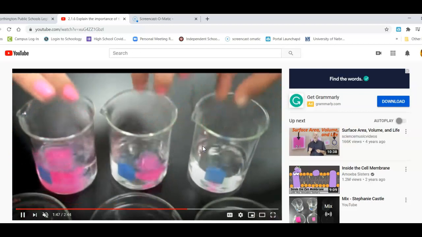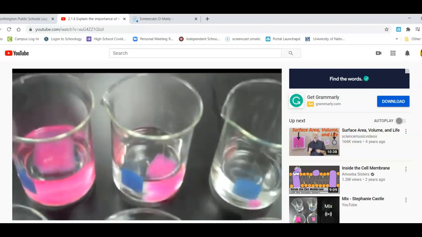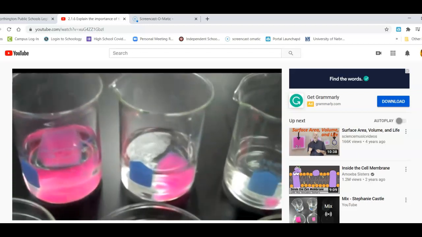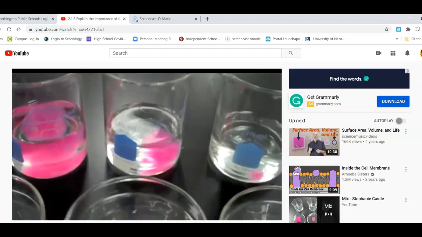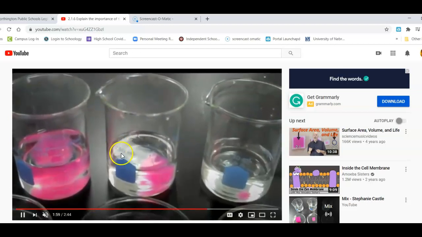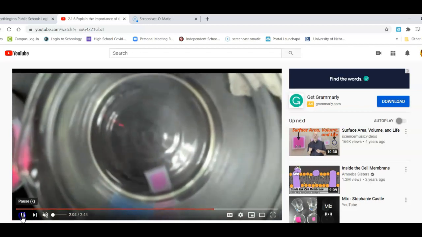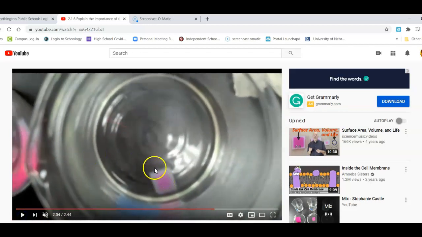And they're going to put them in some base. And as the base soaks into the cube, you're going to start seeing a color change. The liquid on the outside, as it goes in, will take the pink color away. All right, so let's pause right here. You can see here that the outside where it was touching the base has turned white.